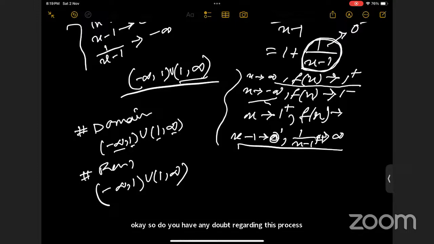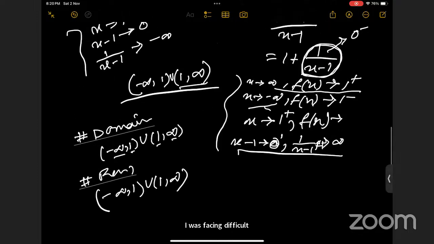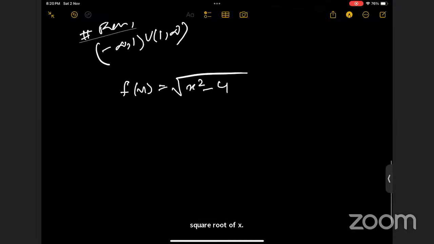Okay, so it's clear for everyone, right? Ma'am, can you solve the domain and range for another function? I was facing difficulty. Yeah, f of x equals the square root of x squared minus 4. So this is the given function.